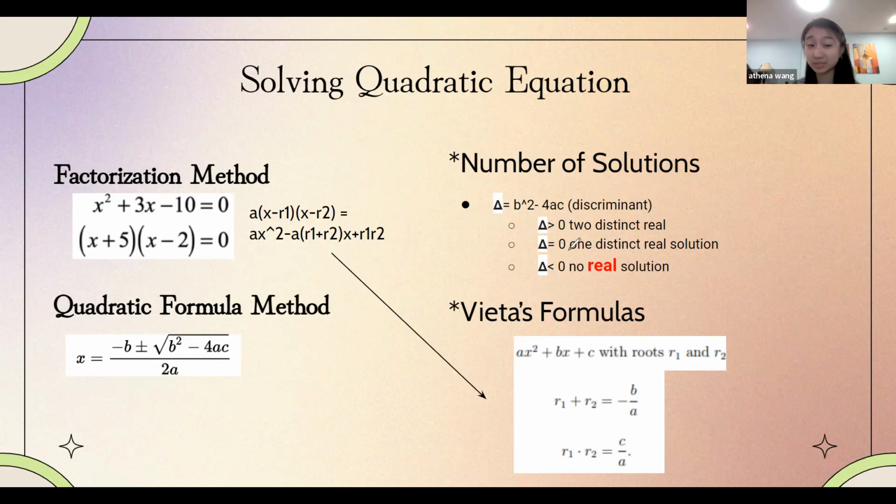The next one is when the discriminant is 0. This is when there is only one distinct real solution. Both of the factors are the same. So basically we would have x minus r1 squared. Okay. So the last one is when there are no real solutions. It's when the discriminant is less than 0. This is because you can't take a square root of a negative number. So b squared minus 4ac has to be greater than or equal to 0 to have a real solution.